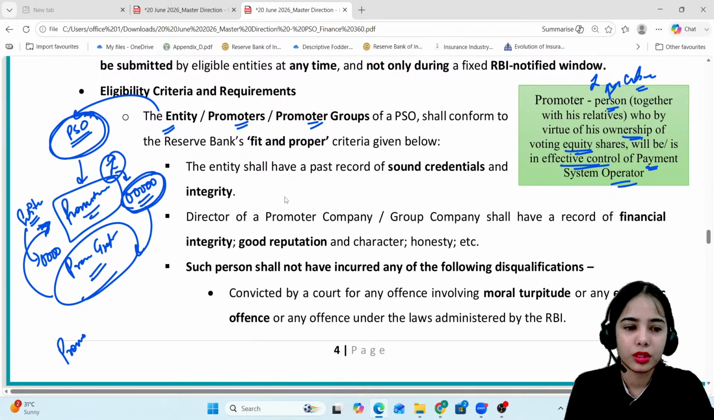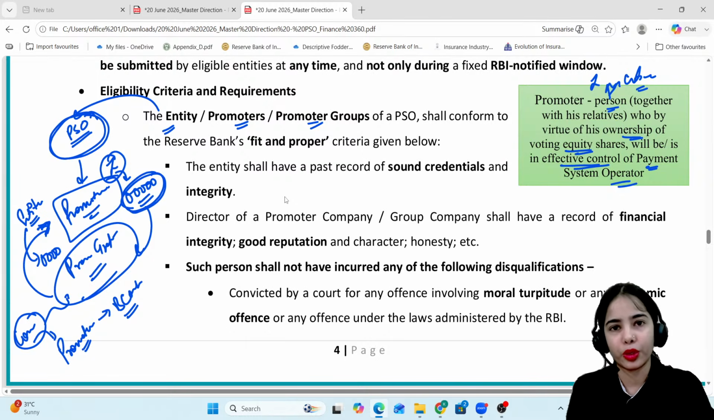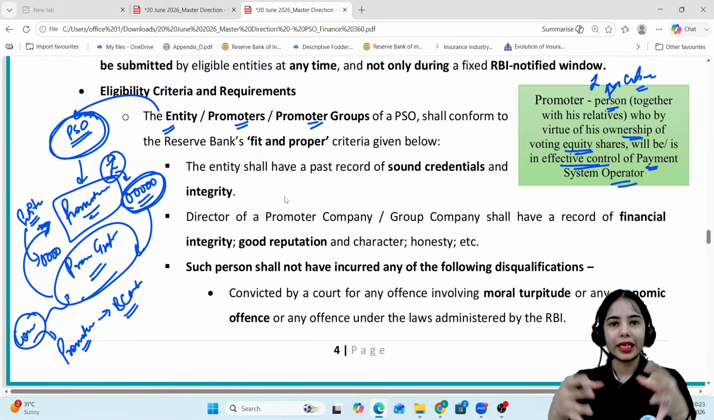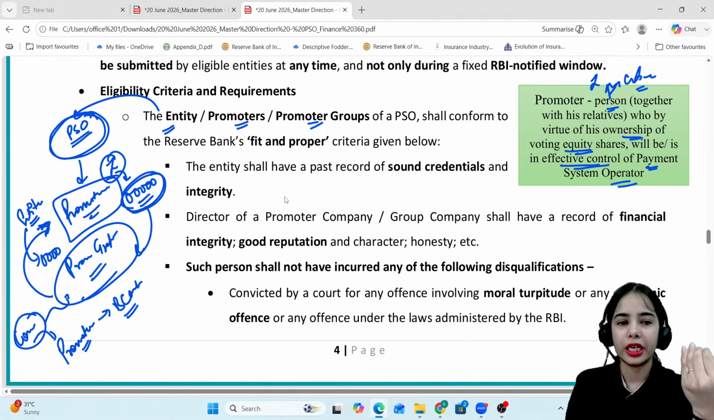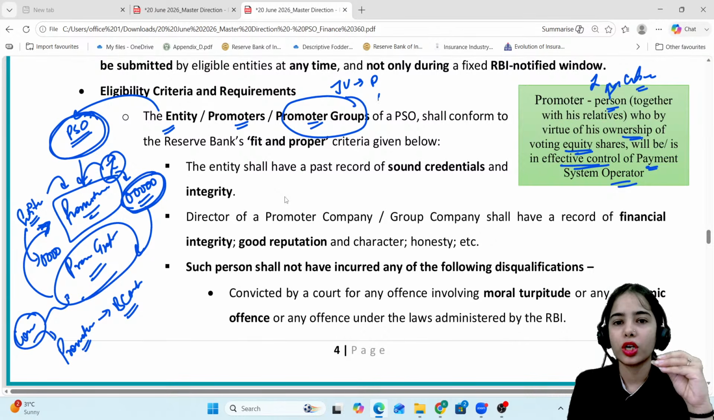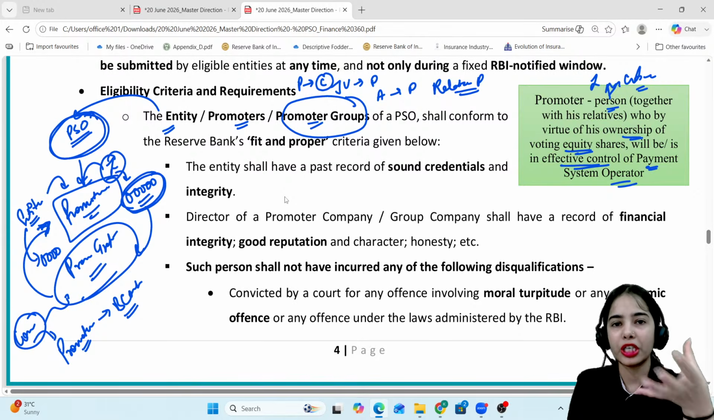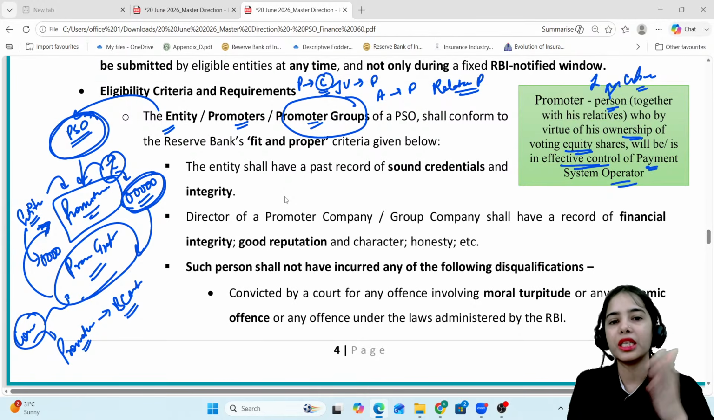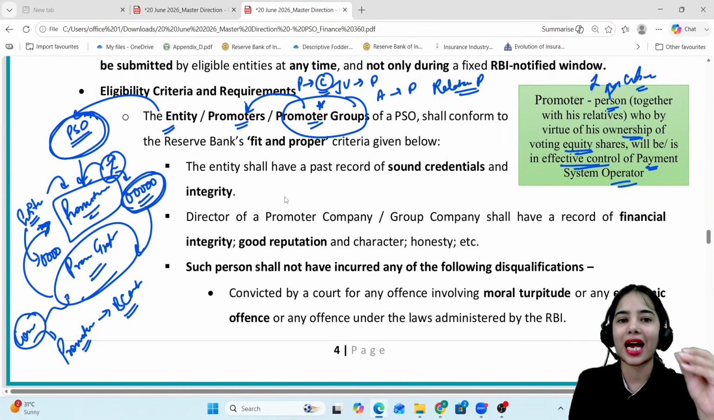Or let's say the promoter has a body corporate or company in which certain companies have major shareholding, so they will also come under the promoter group. So the promoter group consists of the companies that are related to the individual or the entity that is the promoter. Joint ventures of the promoter, associate companies of the promoter, or related parties of the promoter that belong to the same group. Or let's say the promoter has invested in certain companies and has major shareholding in them, so all these companies will come under the promoter group, as they are related to the promoter that has huge power or effective control over the entity that wants to become the PSO.